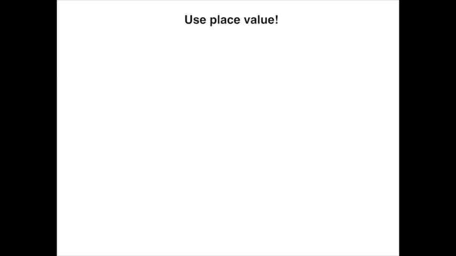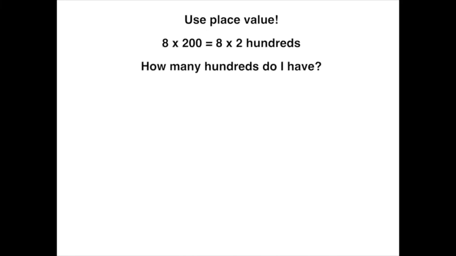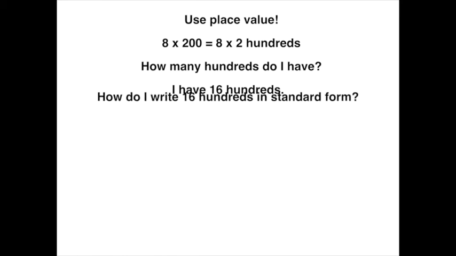Now, second way, place value. 8 times 200 equals 8 times 2 hundreds. 8 times, how many hundreds do I have? I have 2 of them. Okay? So how many hundreds do I have? I have 2. Okay? 8 times 2 is 16. 16 hundreds. That's what I have now.